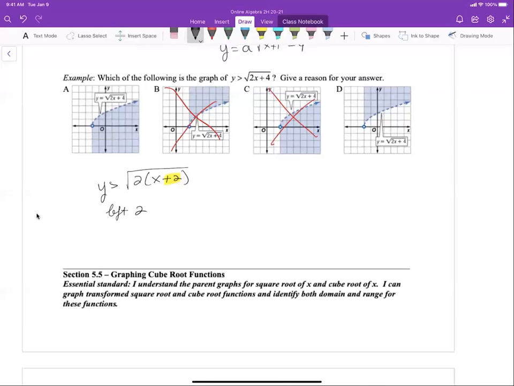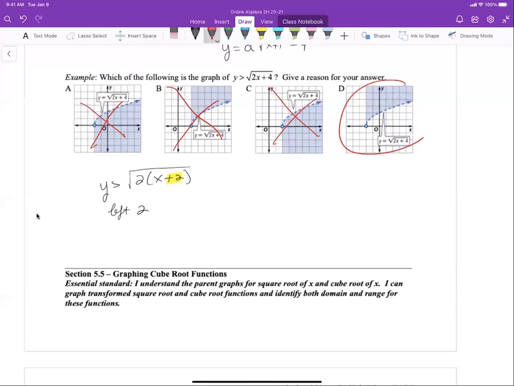Now, what else do we see? Let's just look at the greater than sign. Okay, so I have y is greater than. This is below, so I need all my shading to be above the function, and so that is why D is the correct answer, because it is above, because y is greater than. Okay, that's what we want. We want the y value.